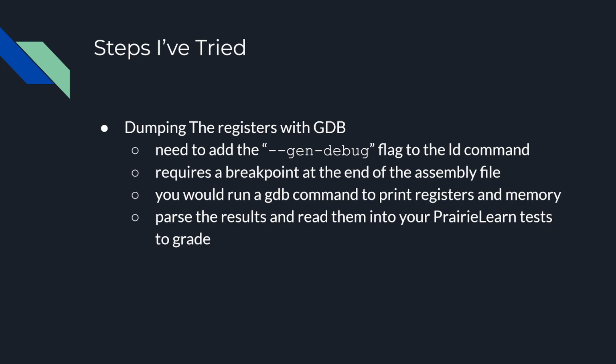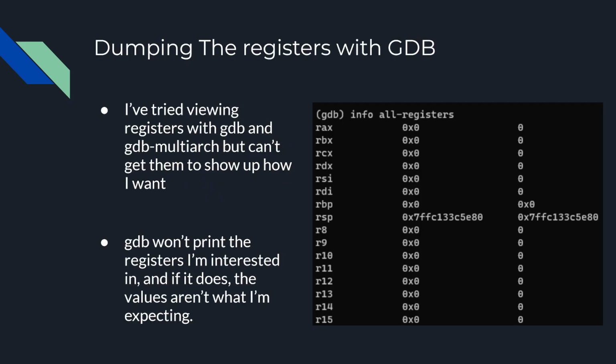If you add a breakpoint at the end, you can then run it with GDB and run the GDB command info registers, and it'll print all your registers. There's another one for memory, I can't remember it off the top of my head, but you can do that as well to see the memory. Once you have those printed, you can parse the results probably with something like AWK on Linux or similar. Then you can get that back into your Python file and test for expected results. So yeah, dumping the registers with GDB.